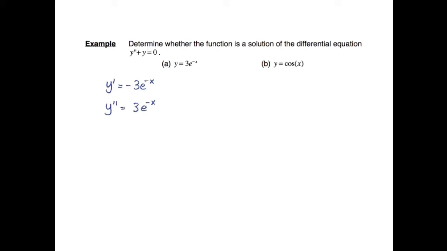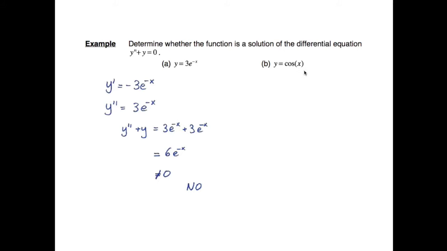So let's see whether it works. y double prime plus y equals 3 times e to the negative x plus 3 times e to the negative x. That's 6 times e to the negative x. Does it satisfy my equality? Is it equal to 0? Obviously not. At least not for all x's. So the answer is no.